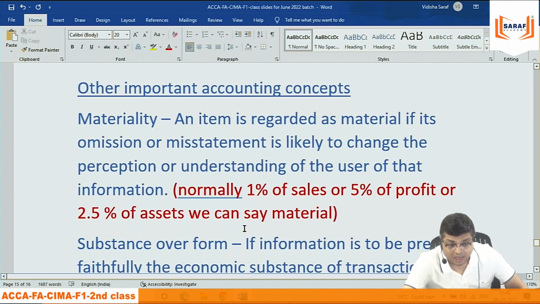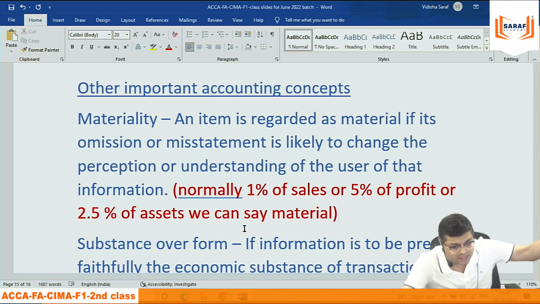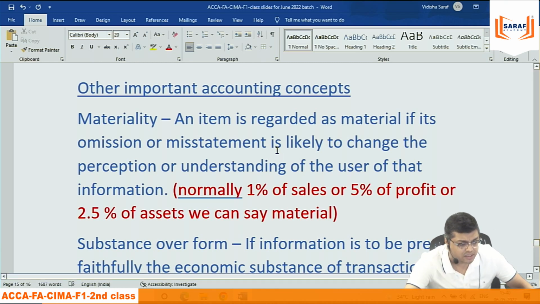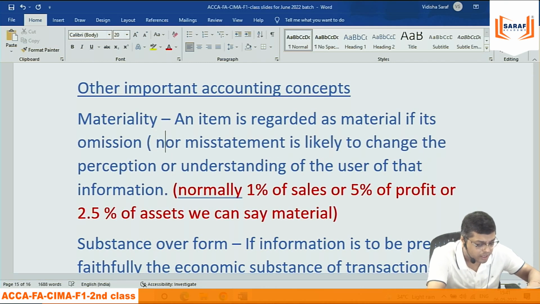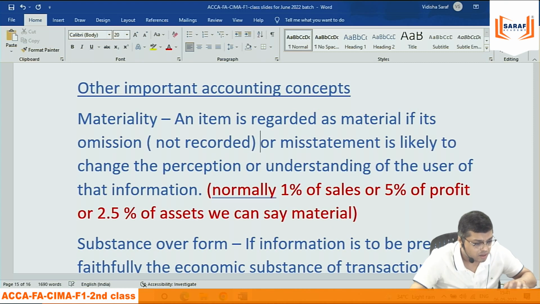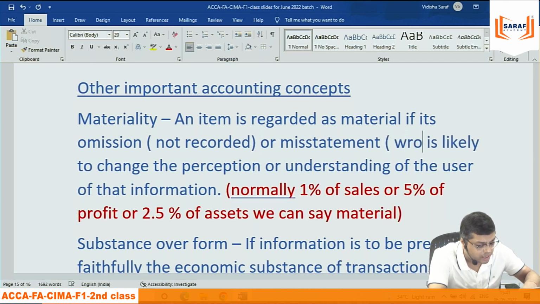Material items should be recorded separately, should not be mixed with others, because their importance on the financials is very huge. So if they are not reported separately, I cannot understand the financials. I will not be able to take informed decisions. An item is recorded as material if its omission, या तो रिकॉर्ड ही नहीं किए. Misstatement, omission means not recorded, हम उसको रिकॉर्ड करना ही भूल गए. और misstatement, wrongly recorded, not recorded properly.